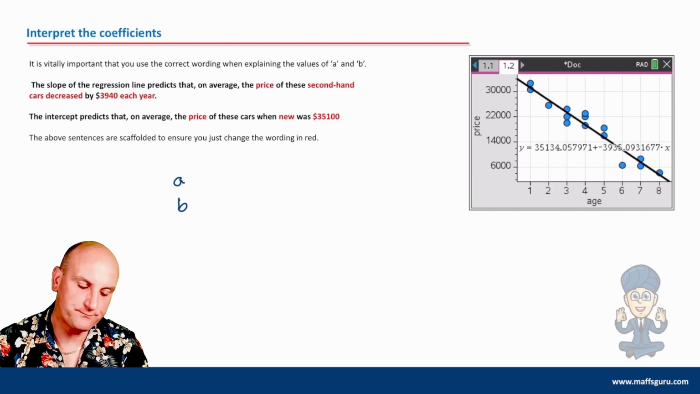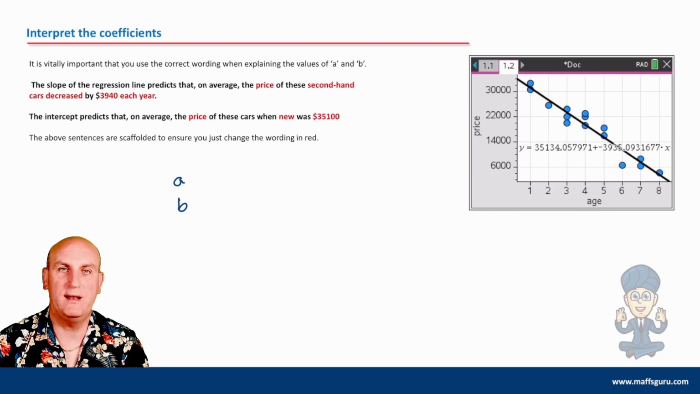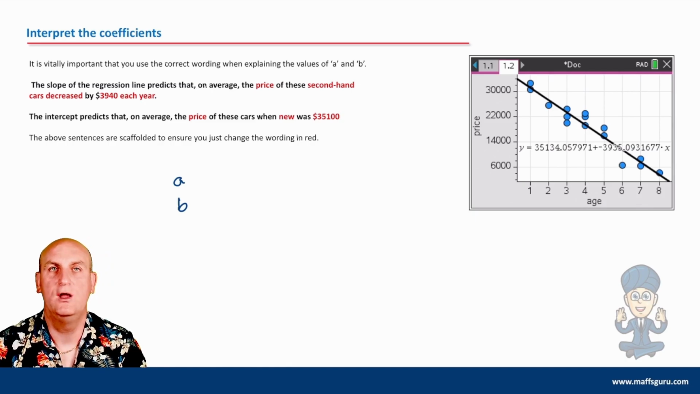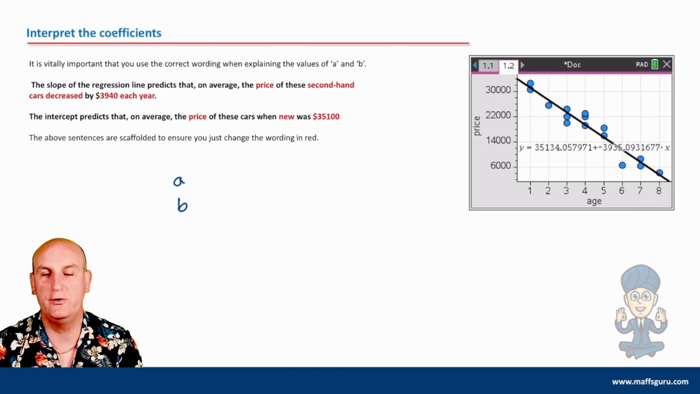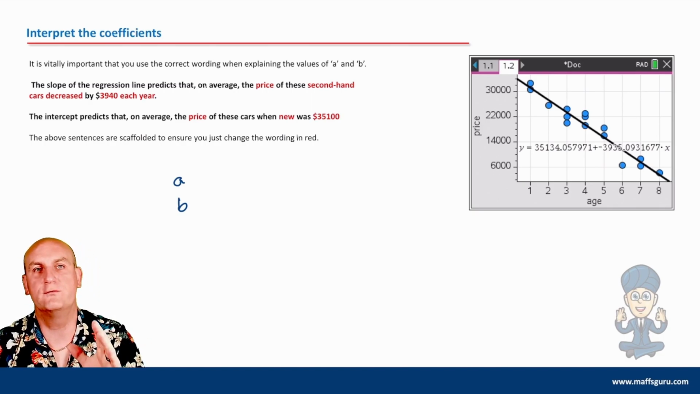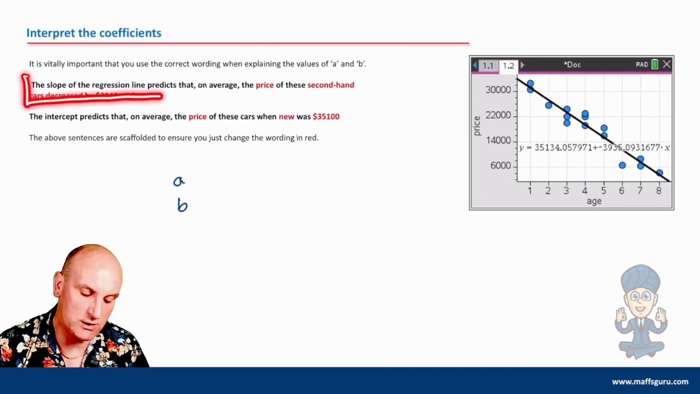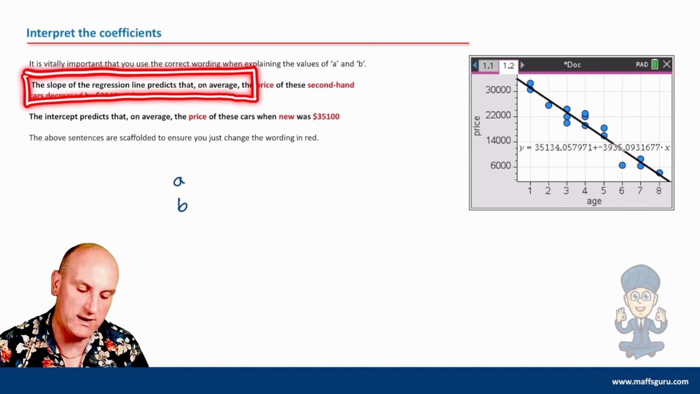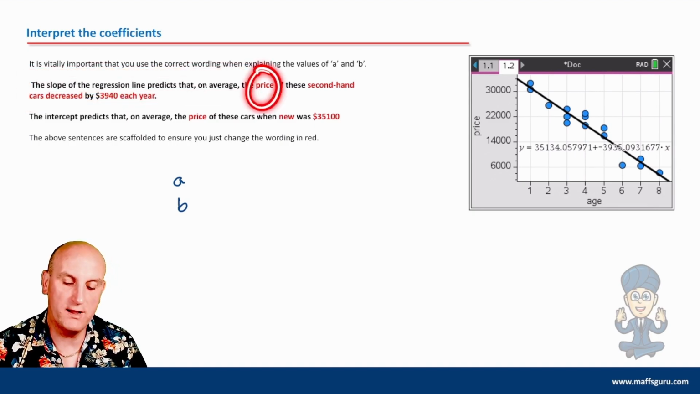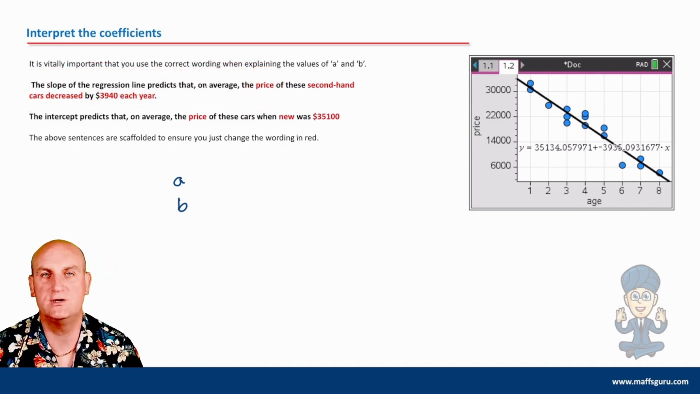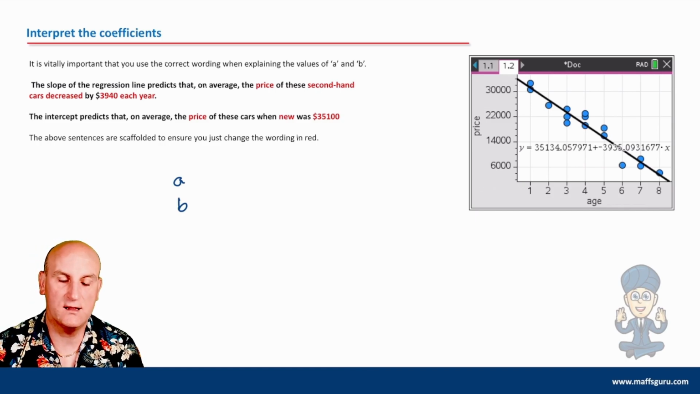And here is boilerplate code. Now anything that I have done in red, you would swap out for your example. So whatever question you do, you would swap out. But you always say, the slope of the regression line predicts that on average. That is always there. The slope of the regression line predicts that on average. The price, because we're dealing with price. So in that situation, it is the RV of these second-hand cars, all right?